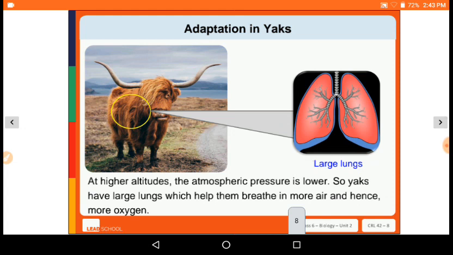At higher altitudes the atmospheric pressure is lower. हाइट पे हवा का जो प्रेशर होता है वो काफ़ी कम होता है. So yaks have large lungs which help them breathe in more air, hence more oxygen.